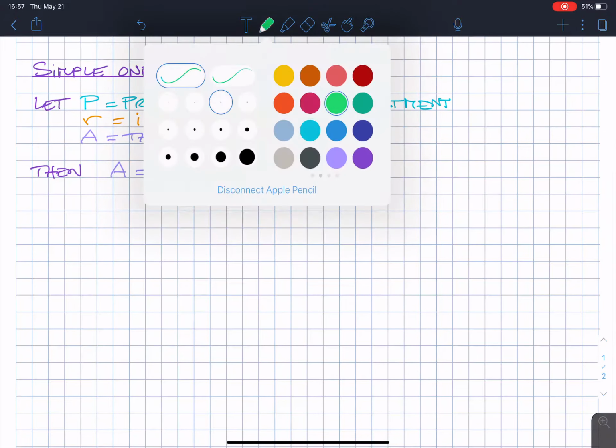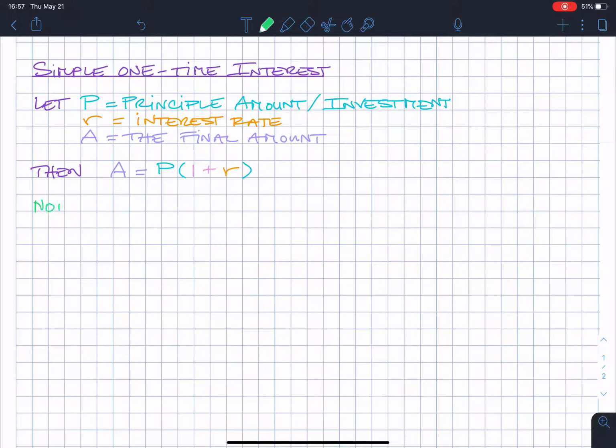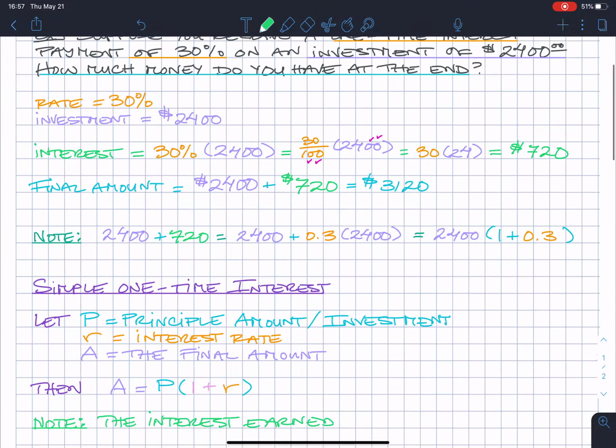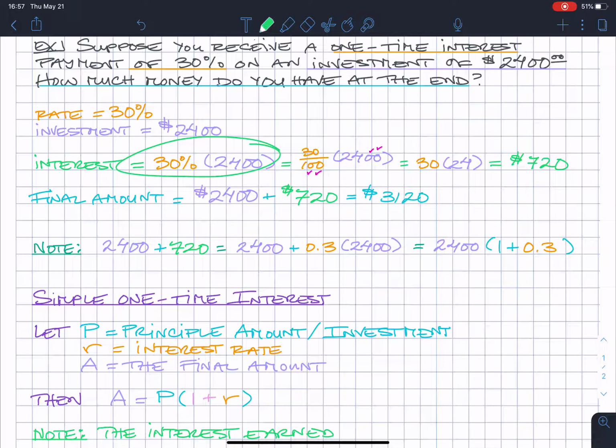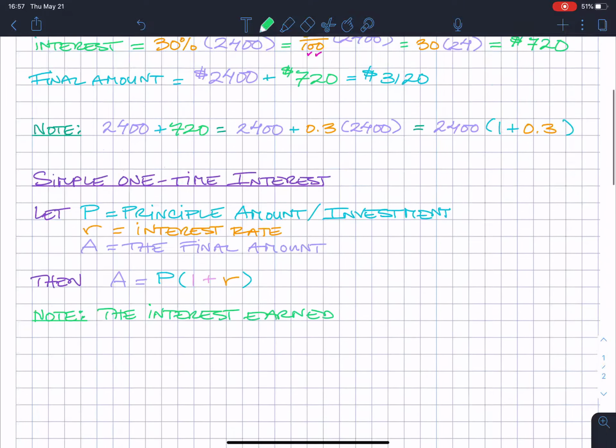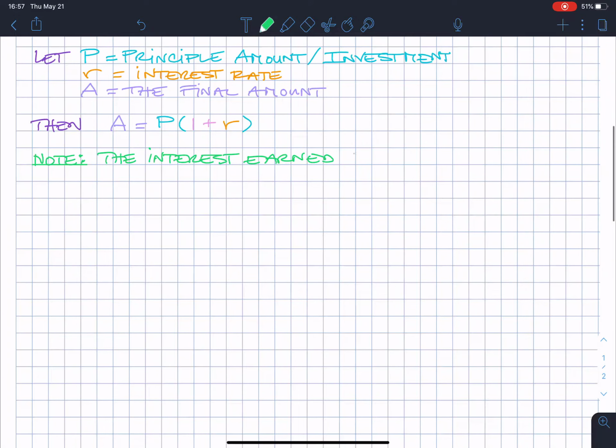Okay. So let's note something. The interest earned, well, let's look at how we earned the interest. Well, we just took the rate times the principal, right? So let's call the interest earned capital I. It's going to be the principal times the interest rate. And that's how we calculate the interest.